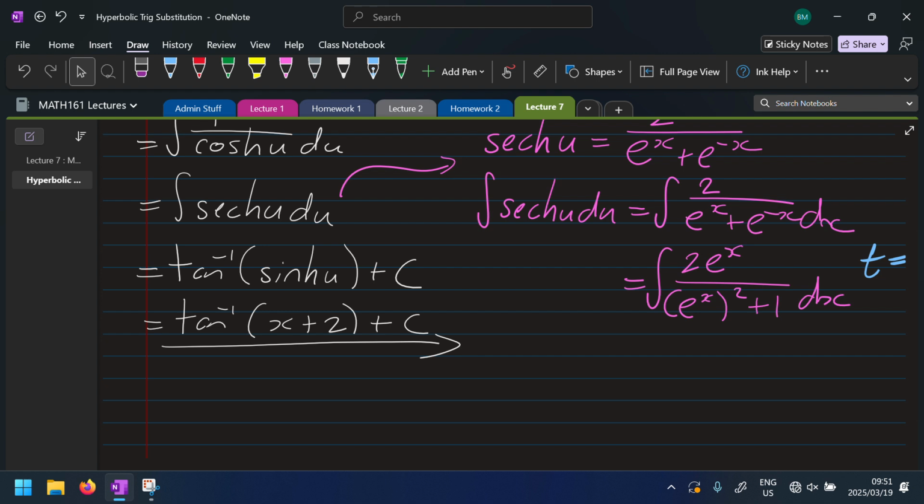Any questions so far? All good. Again, please, this is not the first thing you look for. The first thing you look for is u substitutions, partial fractions, that type of stuff. Please do not do it the long way like this, unless you want the bonus marks, then go ahead.